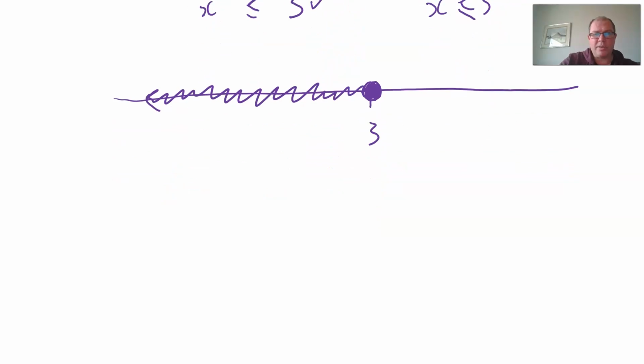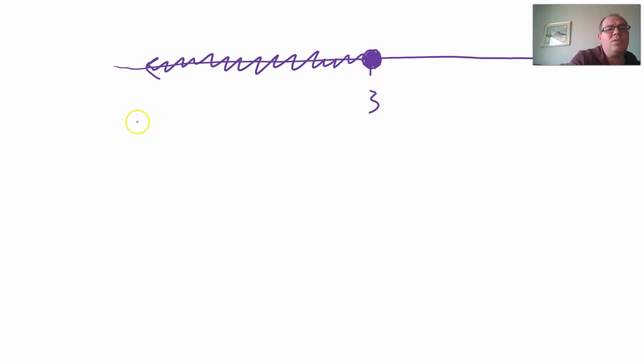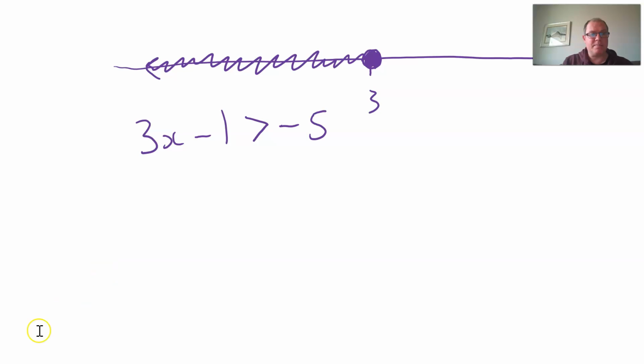Now it's your turn to try one. So here's an inequality: 3x minus 1 is, let's do bigger than minus 5. Okay, so I'm going to now ask you to pause the video and try this on your own and draw the number line, and then I'll go through it and we'll see if you got it right. So hopefully you've had a go at this now. Let's go through it and see if you got it right.